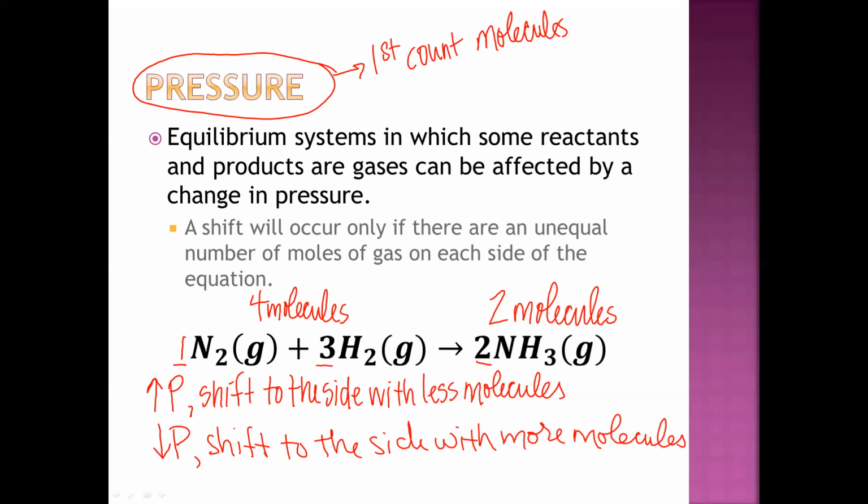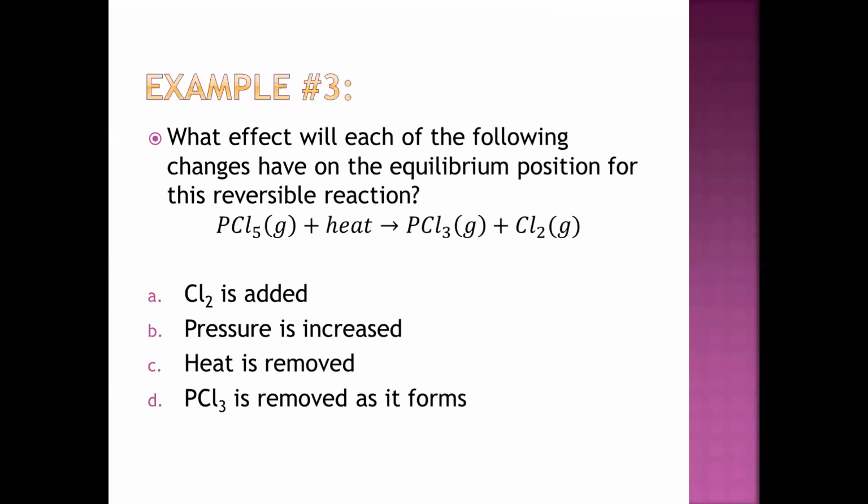Okay, so we want to use what I just talked about in the last 3 sections to help us answer this. Okay, so the equation that we have that we're considering is right here. A, B, C, and D are 4 different stresses or changes that are going to be thrown at this reaction at equilibrium.